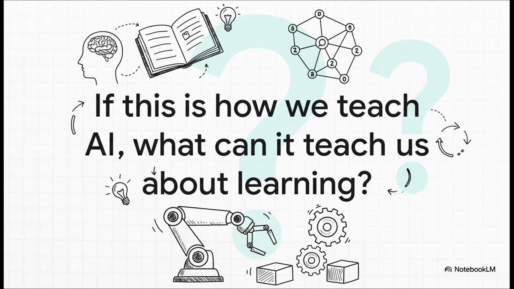So I want to leave you with this one last question to chew on. As we're building these incredibly smart ways to teach artificial intelligence, it kind of forces us to look in the mirror. If this hands-on, interactive, application-first model is the best way to teach a machine, what does that tell us about the best way for us humans to learn? Not just about robots, but about everything?